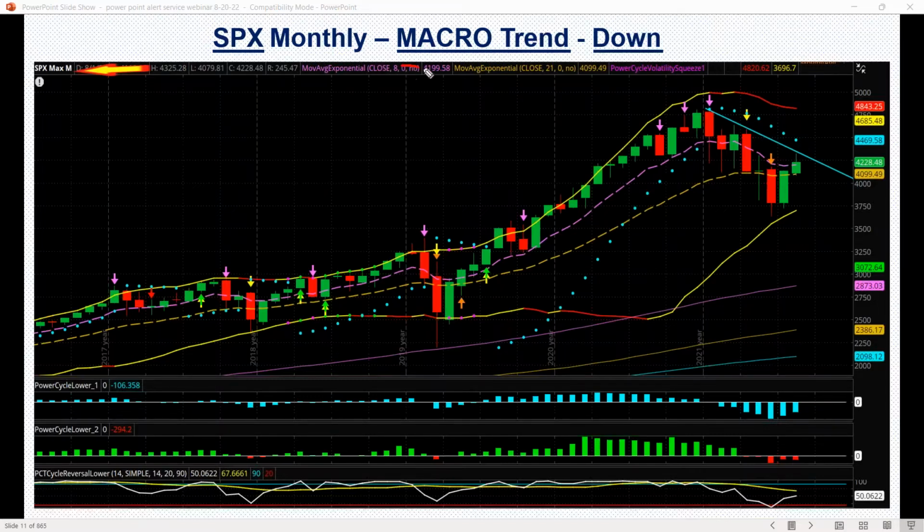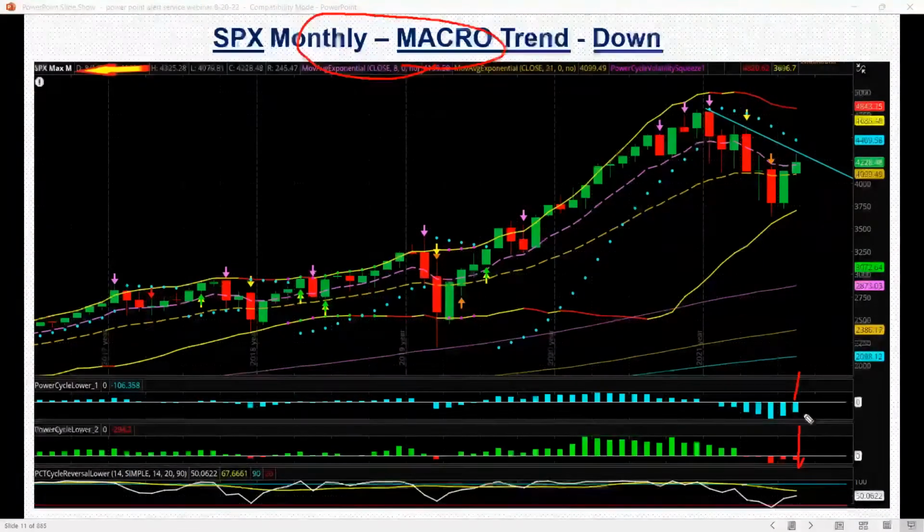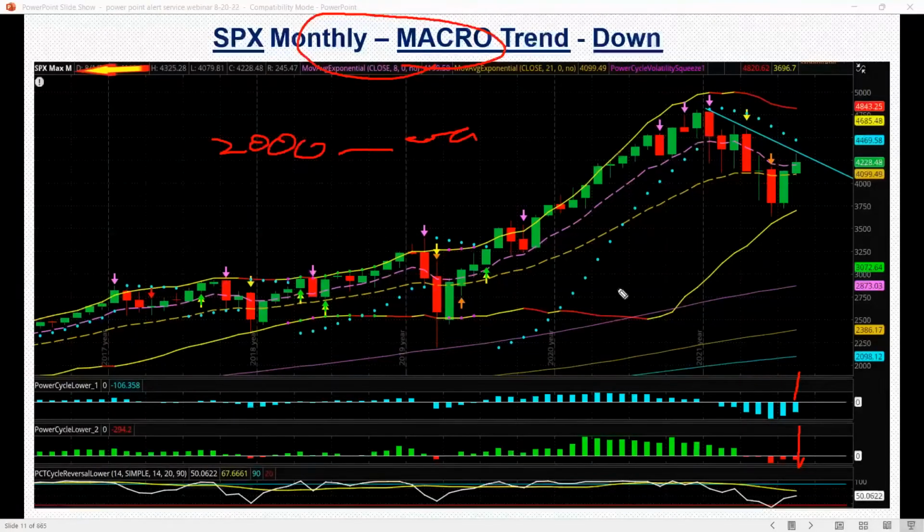So if you look here at the macro monthly, which I call monthly macro, our momentum indicators, which measure price movement up or down, are down. Okay, so those are still down. Now, if you go back in history and look back at 2000, those periods where we had the big sell-off to 2003, these momentum indicators stayed down the whole time on the macro and then finally turned up. Same for 2008. So if we have time, I can go back there and show you.